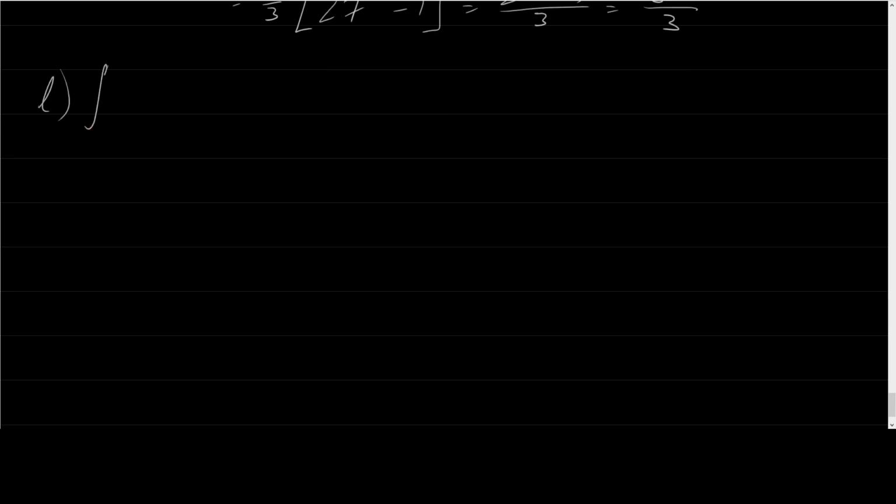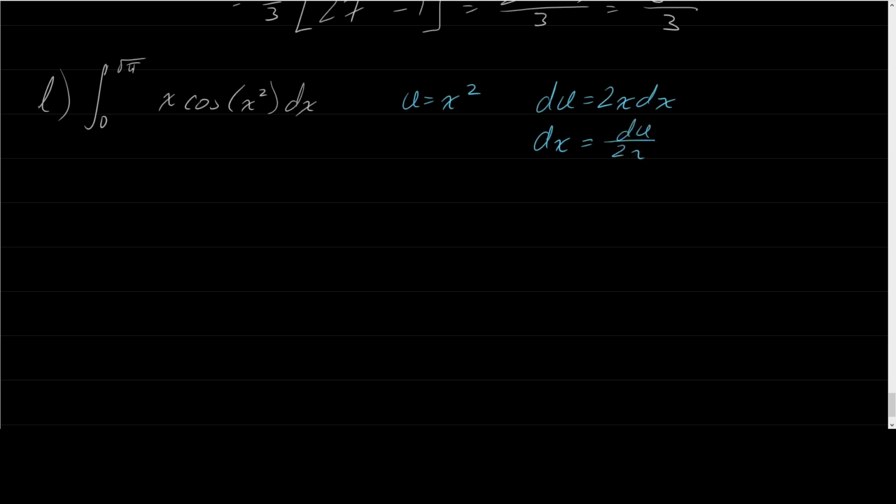Let's say that I had the integral from 0 to the square root of pi of x times cosine of x squared dx. The very first thing I'm going to say is, let's make a u substitution. I'm going to make u equal to x squared. du would be 2x dx, which tells me that dx is equal to du over 2x. Now let's see what happens with these bounds, because I've got to change the bounds.